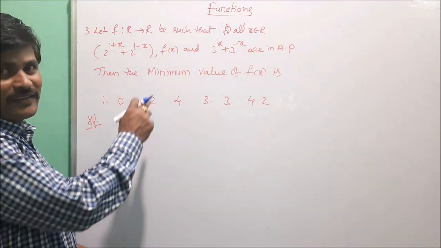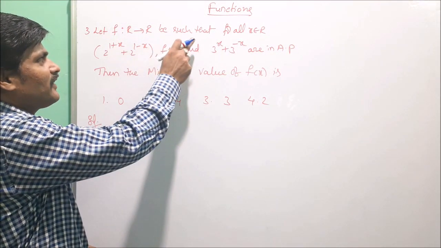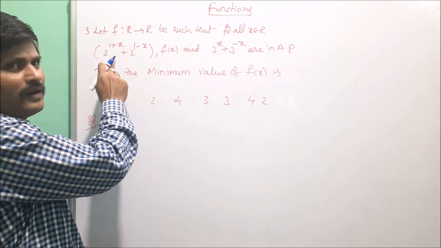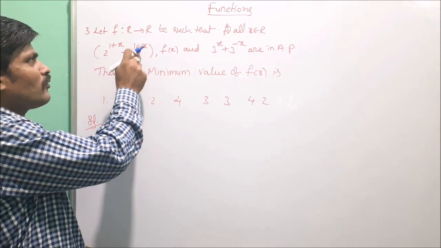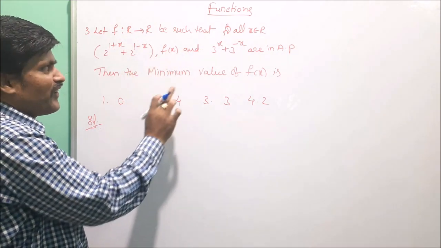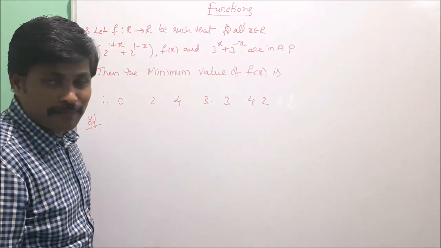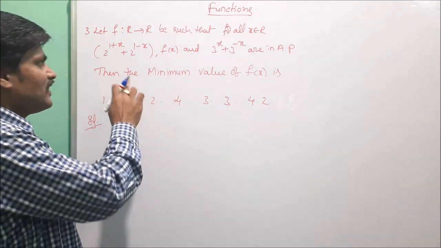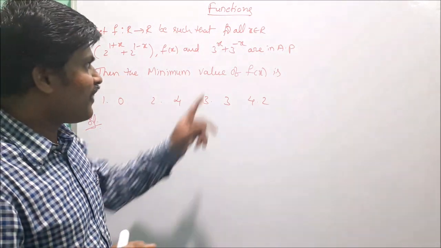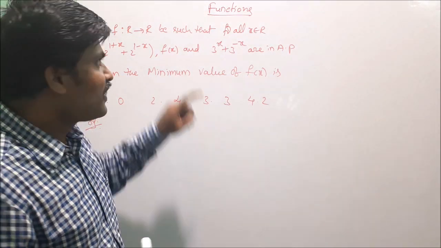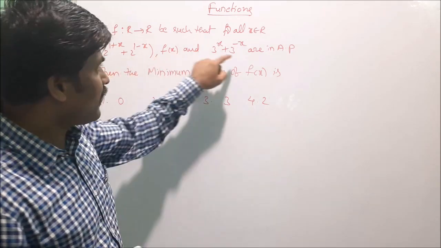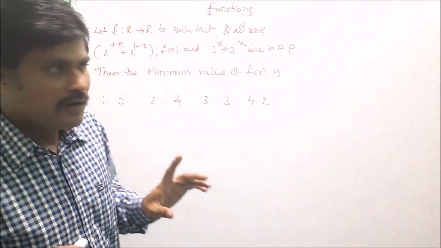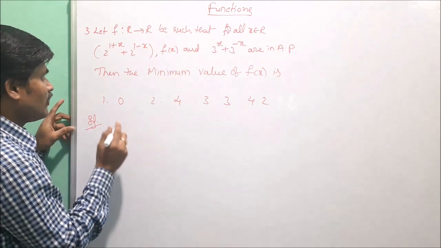Now the third one is: let f from R to R be such that for all x belongs to R, 2 power 1 plus x plus 2 power 1 minus x, f of x and 3 power x plus 3 power minus x are in AP, arithmetic progression. Then find the minimum value of f of x. Given condition, here the terms are in AP. Now we go to the solution.